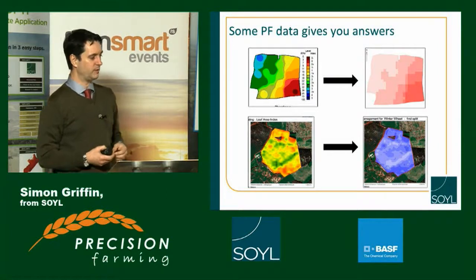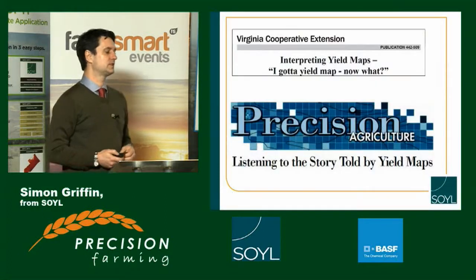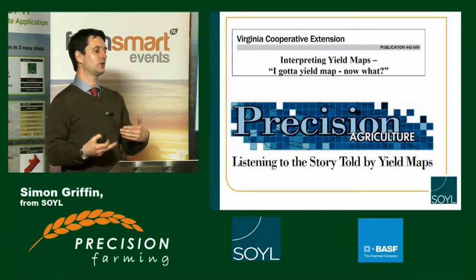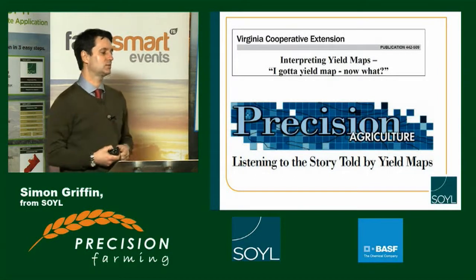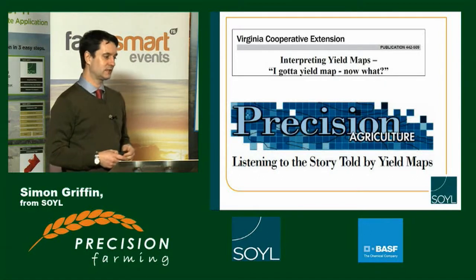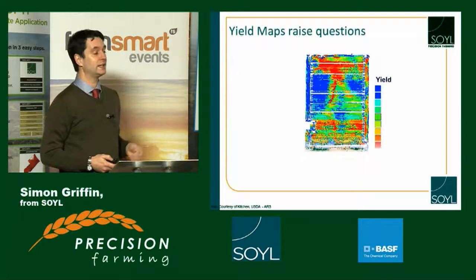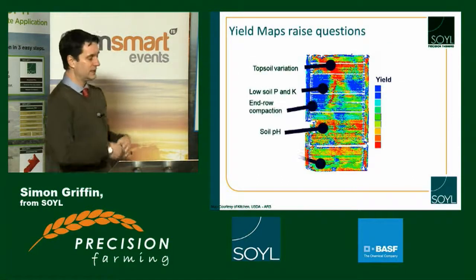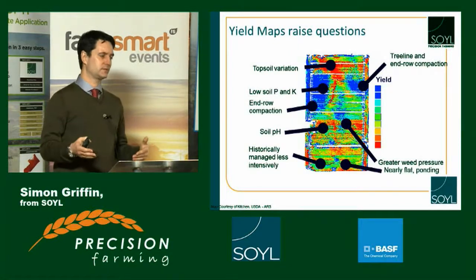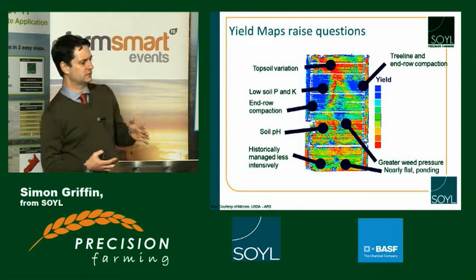So some precision farming data gives you answers, but the thing with yield maps is that they're retrospective, okay? They're not looking forward, they're looking back at what happened, so they tend to raise more questions than they give answers. And in some cases, they will raise a heck of a lot of questions, okay? Here's my yield map, here's how it varies. Well, I think that might be because of this, that might be because of compaction, or I'm not really quite sure what that is. And maybe that was because it was a funny year.